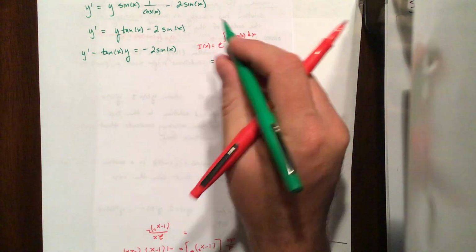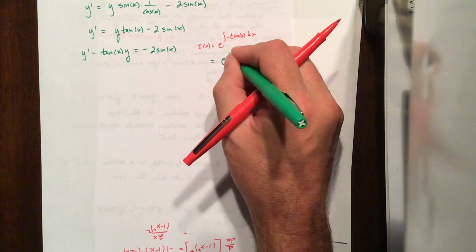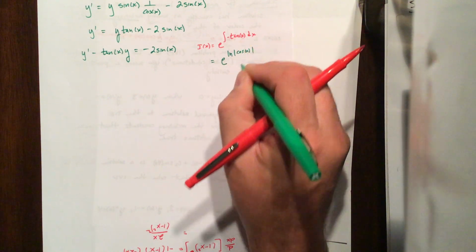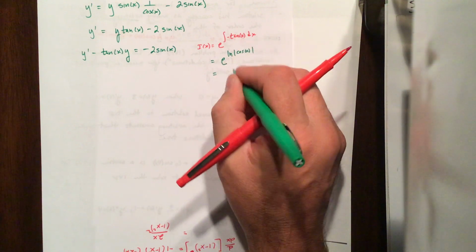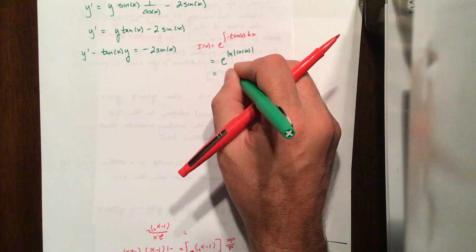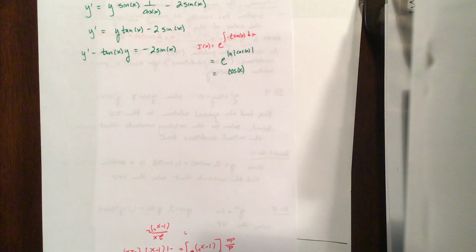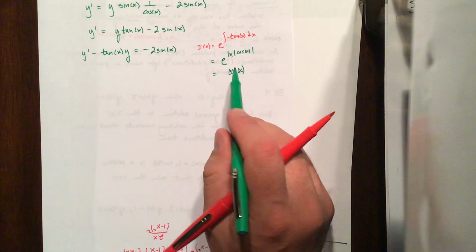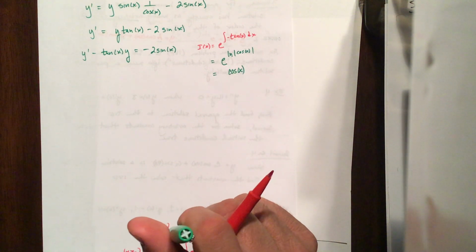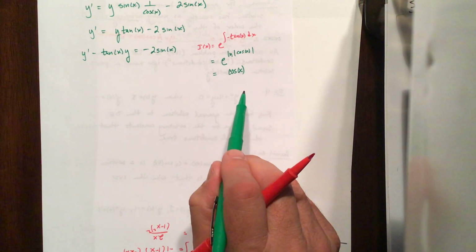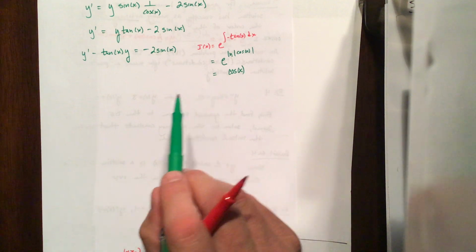So this is e to the natural log of the absolute value of cosine x. So e and the natural log cancel out, and the absolute value bars, like I said, we won't go into it, but the description in the book explains why the absolute value bars aren't necessary. So this is equal to the cosine of x, and that's my integrating factor.